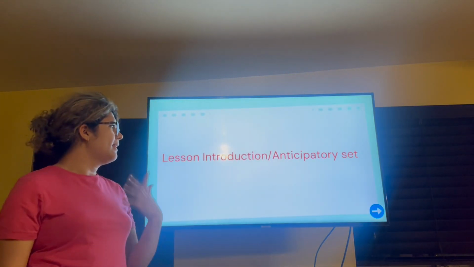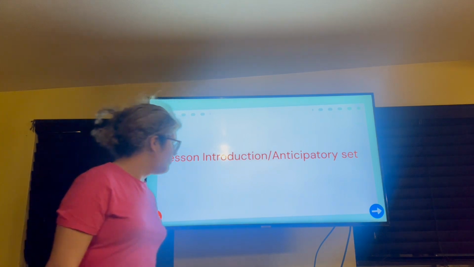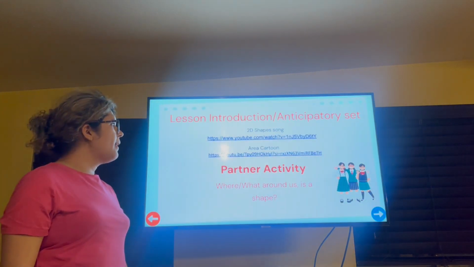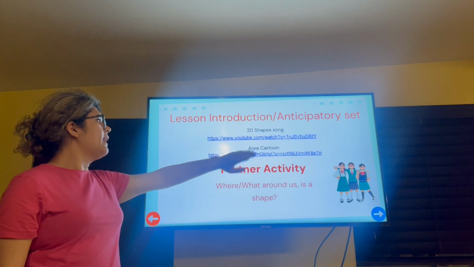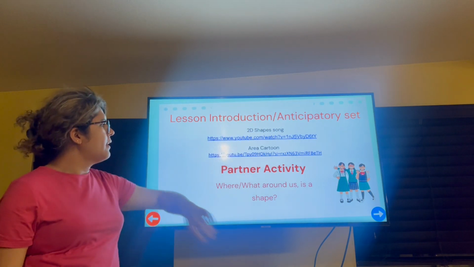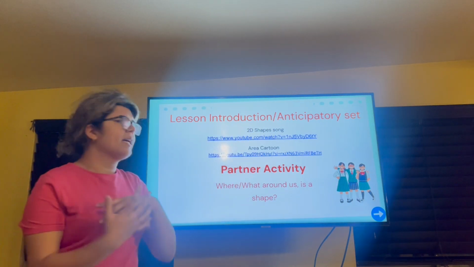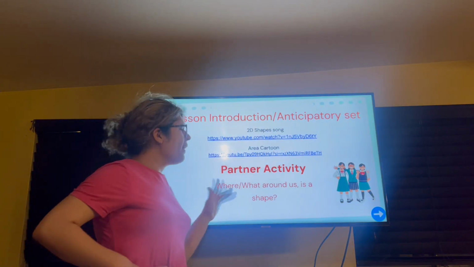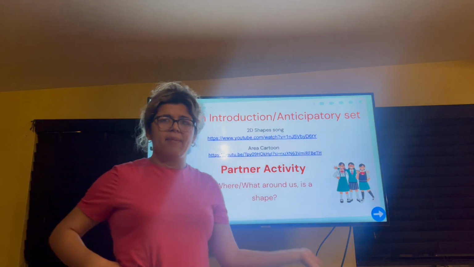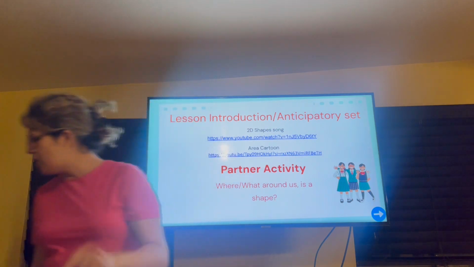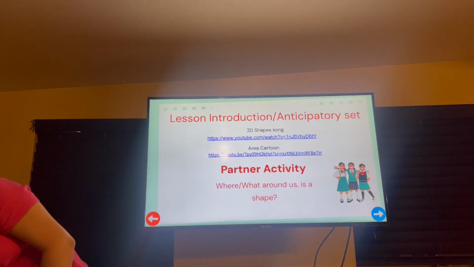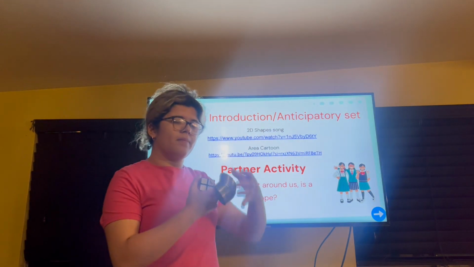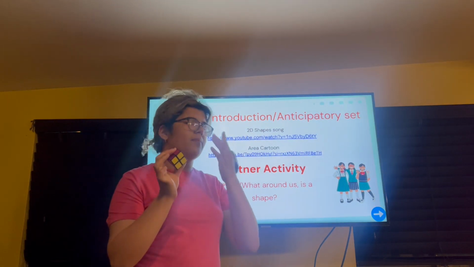Now, lesson introduction. So I will be playing a 2D shape song and an area cartoon song, and I'll transition into a partner activity, and I will essentially have students think about where and what around us is a shape. And I have two examples to show. I have here a slinky and here a Rubik's Cube.